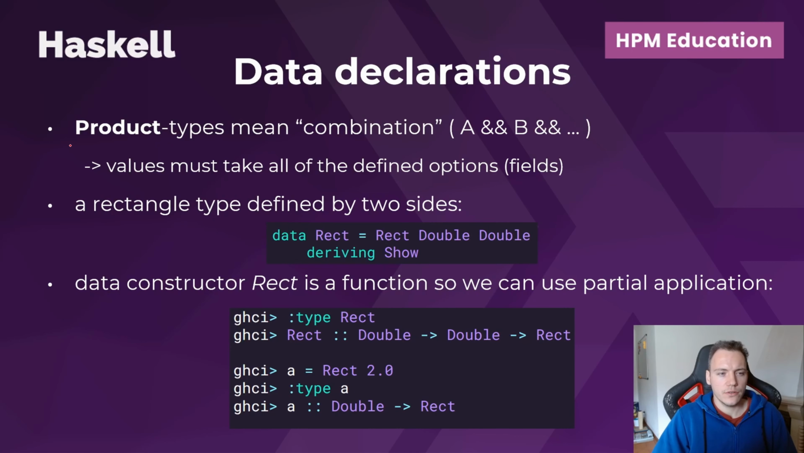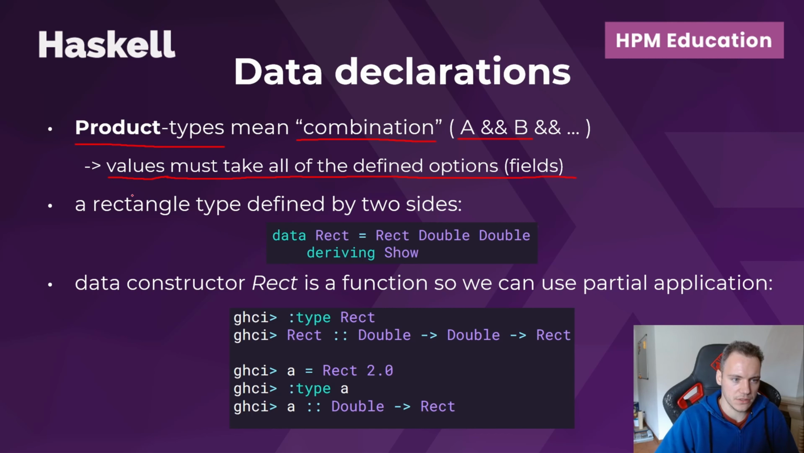On the other hand, with product types, we have combination. So instead of A or B, we have A and B and C and so on. This means that unlike sum types where values can take only one of the options, with product types, values must take all of the defined options, or a valid value for a type must include all the fields of that type.